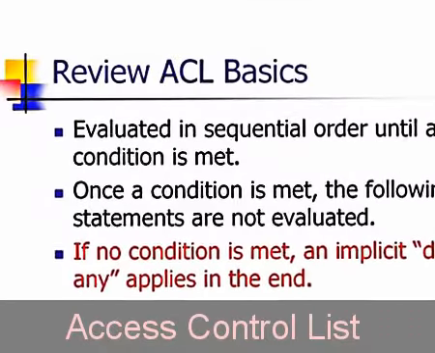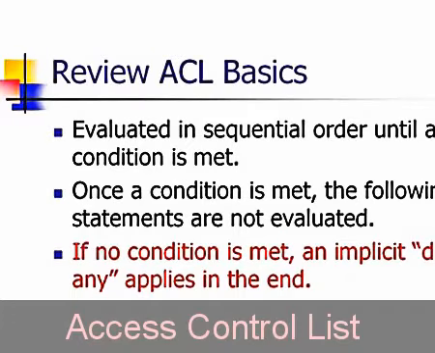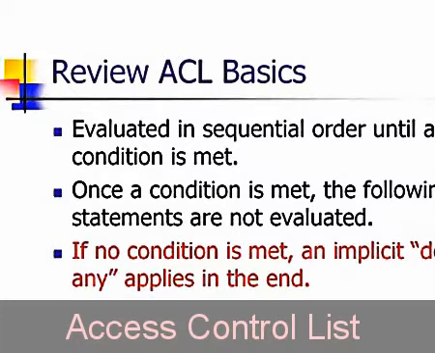Let's get started with reviewing some access list basics. An access list is evaluated in a sequential order until a condition is met. Once a condition is met, the following statements are not evaluated. If no condition is met, an implicit deny any applies in the end. A lot of people have trouble understanding the deny any rule in the end.